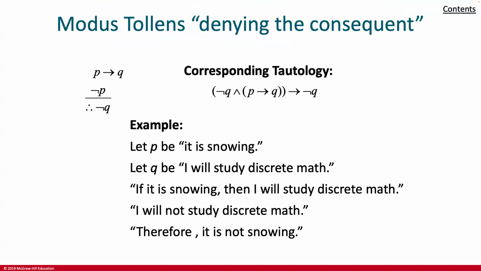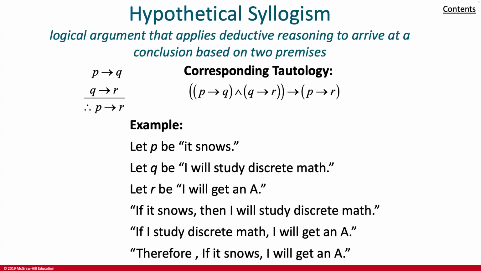Then we have modus tollens, which is denying the consequent. Now we can see that we put in this negation here, and here's the corresponding tautology. So let P be, it is snowing. Let Q be, I will study discrete math. If it is snowing, then I will study discrete math. I will not study discrete math, therefore it is not snowing. So that's kind of how it would work.